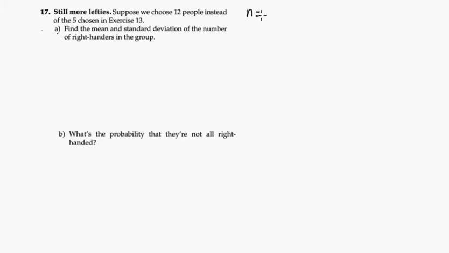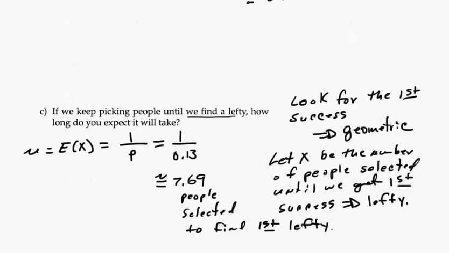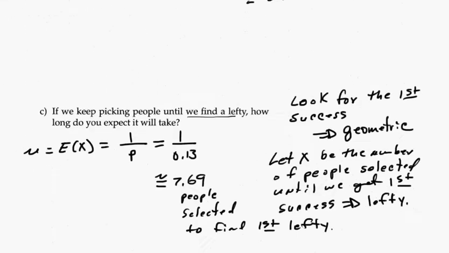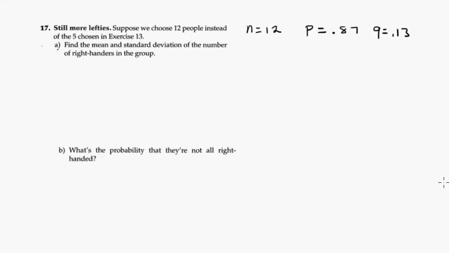So we have a few things that are different. The sample size is 12, and now the probability of success, we're just going to flip things. The probability of success is going to be 0.87, and the probability of failure is going to be 0.13, because remember, 13% were lefties. Go back up here, here's the information we were given. So we have a Bernoulli situation, success and failure. 20 people is still 10% of all people, so it's safe to proceed with a Bernoulli situation.